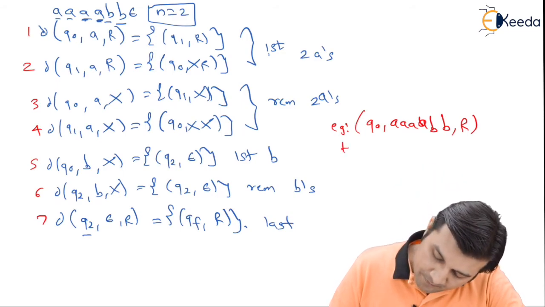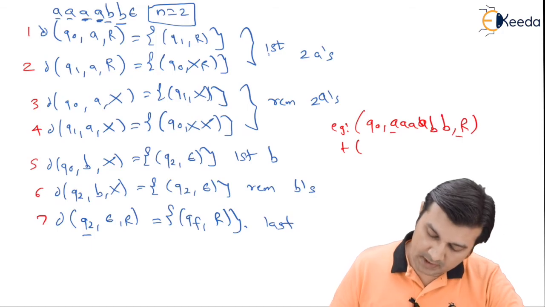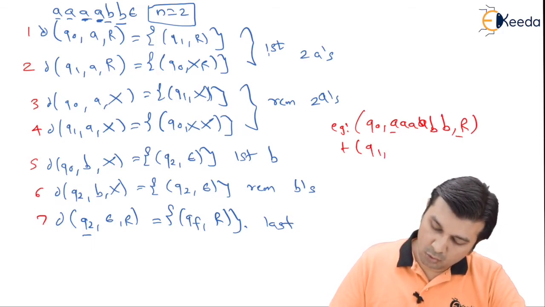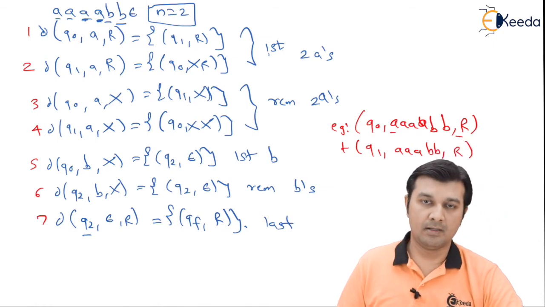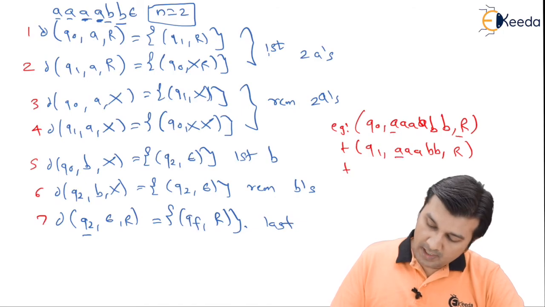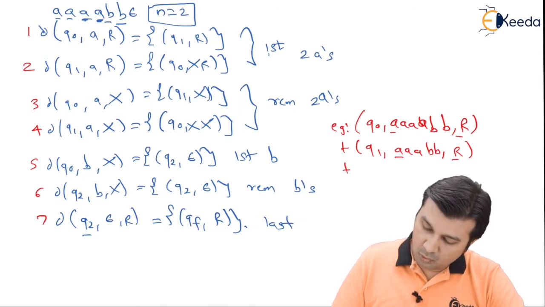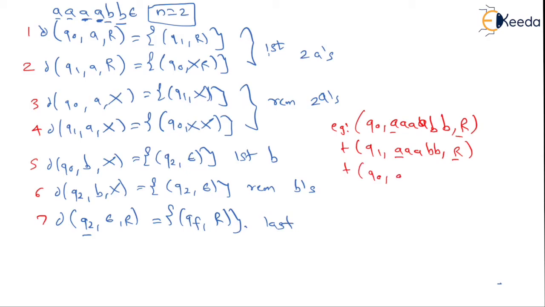Going ahead, Q0 on A when the stack top is R, using rule 1, go to Q1, you have 3 A's, 2 B's and R. Q1 on A when the stack top is R, as per rule 2, go to Q0 back, I have 2 A's, 2 B's and an X pushed above the R. Q0 on A when the stack top is X, as per rule 3, go to Q1. I have A, B, B, and the stack remains the same.